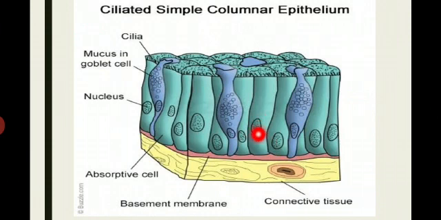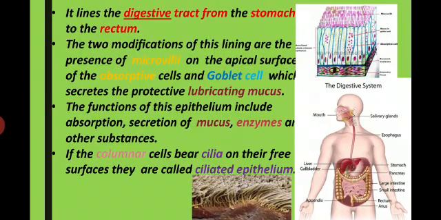Ciliated simple columnar epithelium. These are pillar-like cells. You already studied this in the last slide. This is the cilia. Cilia means hair-like projections on the apical surface. And this is an absorptive cell. The cilia help it absorb. This is a basement membrane and connective tissue is present. The nucleus is arranged in a manner. And between them some goblet cells are present, to secrete mucus for the lubricating process between the tissues.